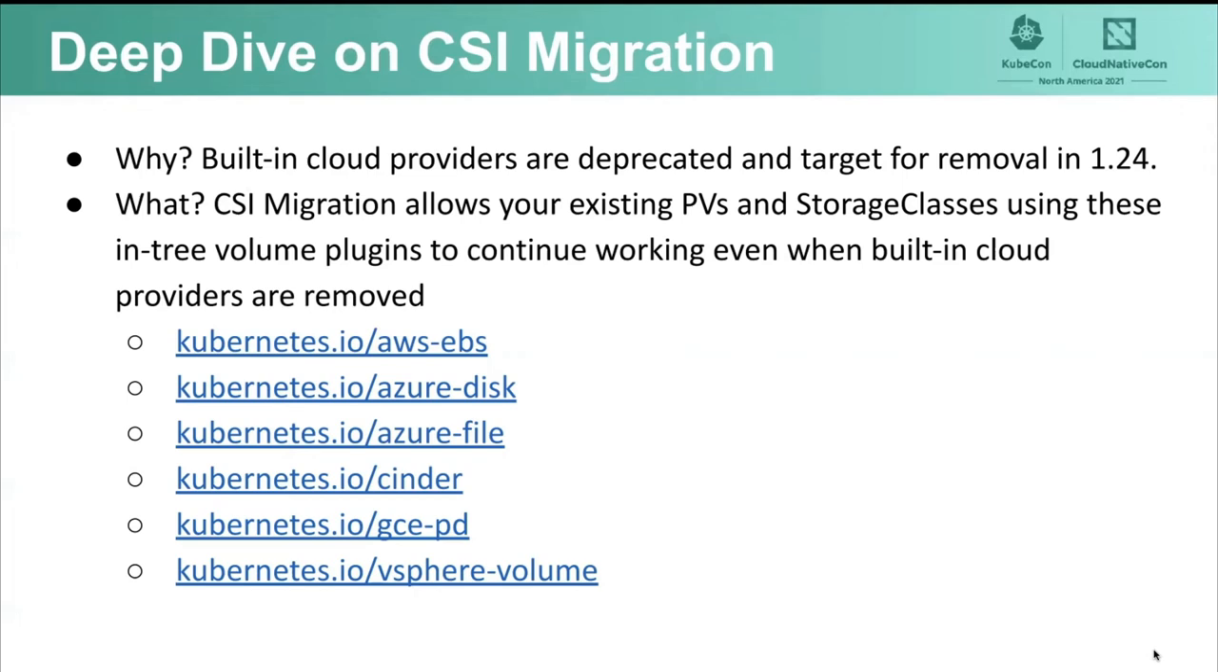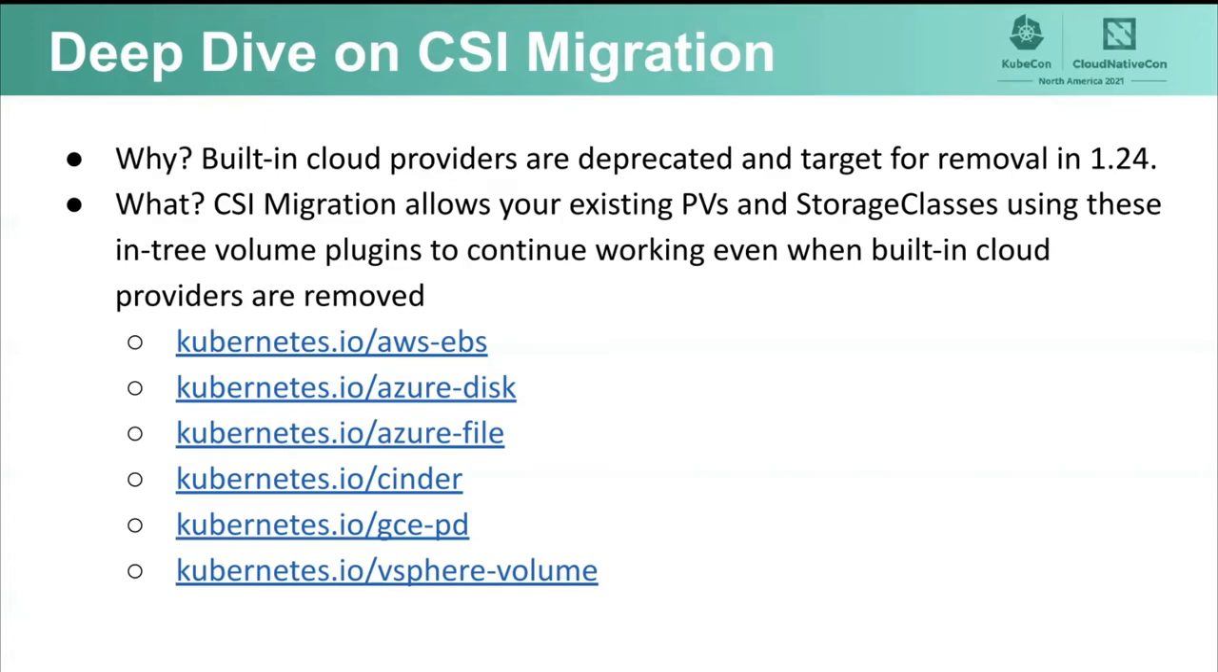Currently, the following in-tree volume types have a beta implementation of CSI migration that you can enable today in your clusters. And the plan is for these specific plugins' CSI migration features to be GA'd in 1.24. So we have AWS EBS, Azure Disk, Azure File, OpenStack Cinder, GCE PD, and vSphere Volumes.